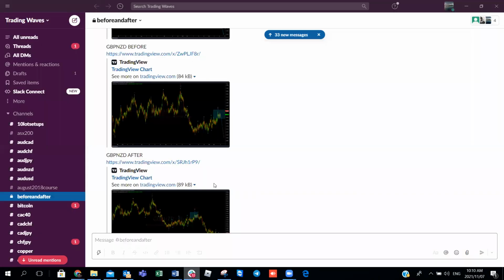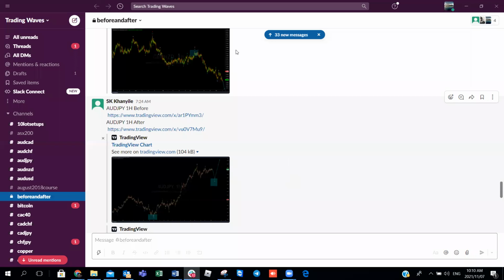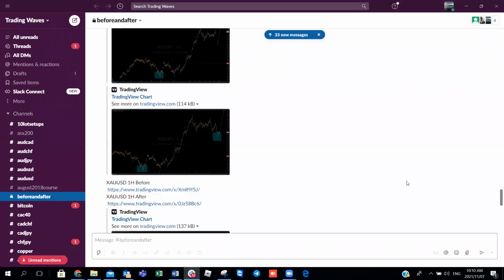Let's have a look at the rest here. The next one is Audi Yen. Now Audi Yen, these are the yen pairs. You'll see there's a bit of a change in the structure as far as the yen pairs are concerned. Let's have a look here.